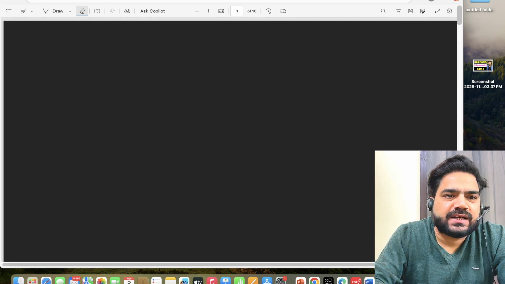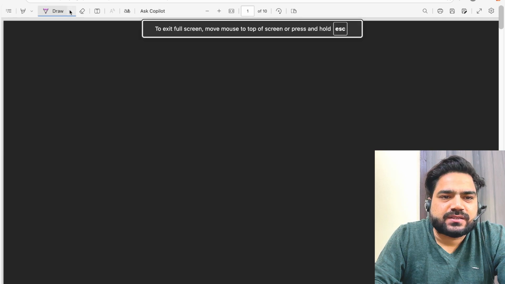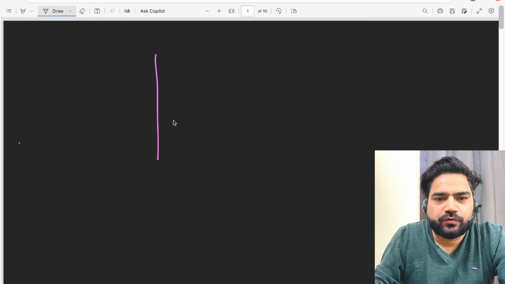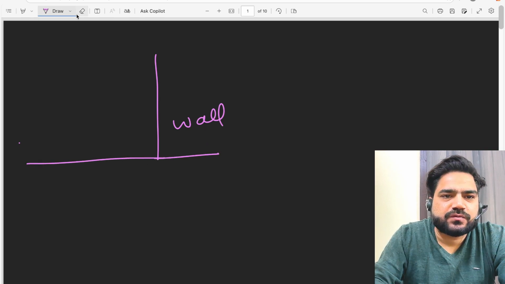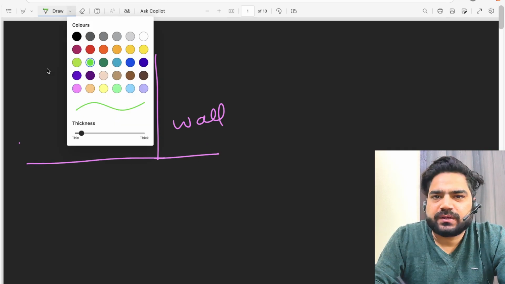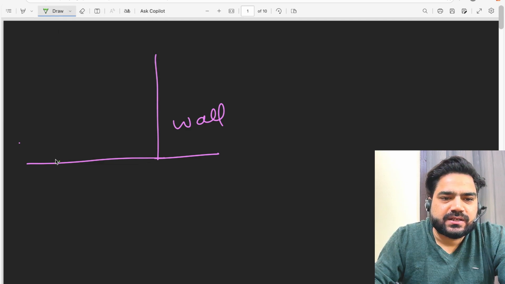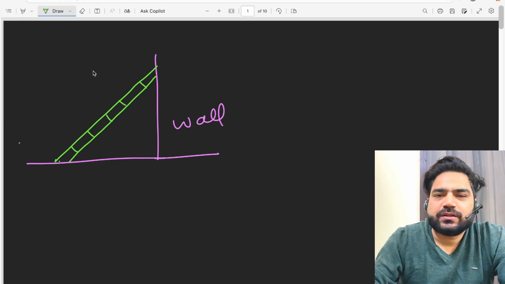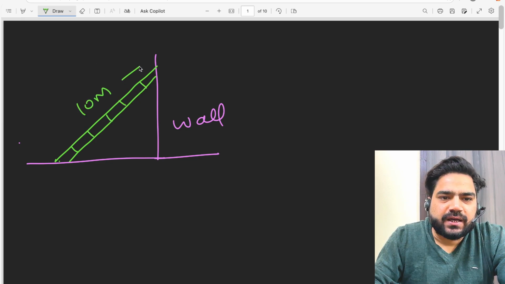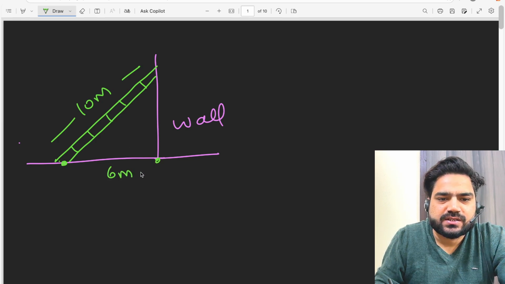Before starting the class, let me ask all of you a simple question. Suppose we have a wall, and on this wall a ladder is leaning against it. The length of this ladder is 10 meters, and the distance between the ladder's base point and the wall's base point is 6 meters.